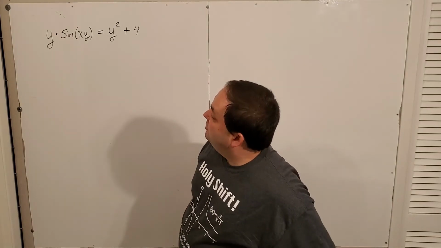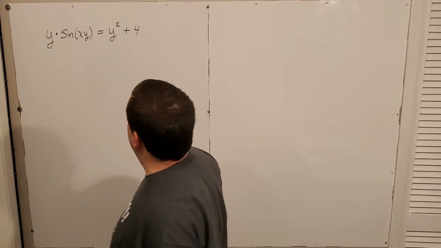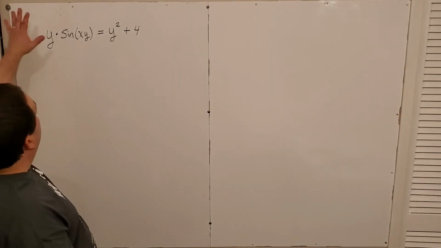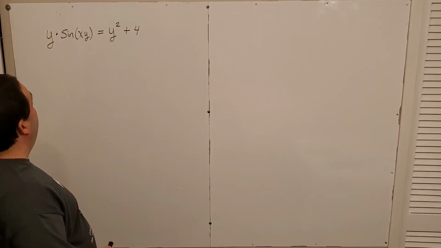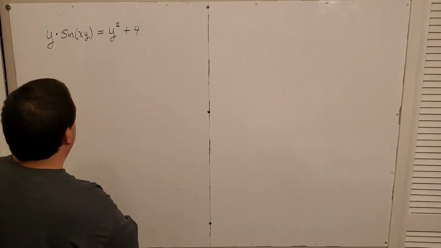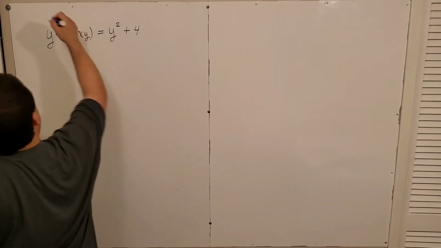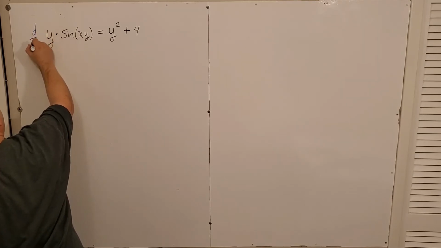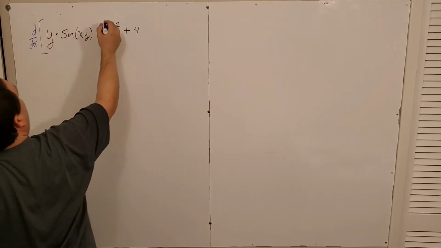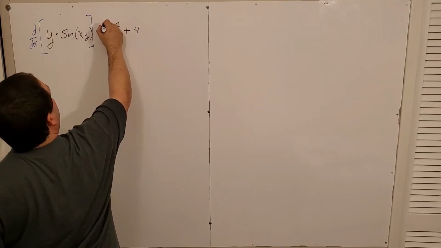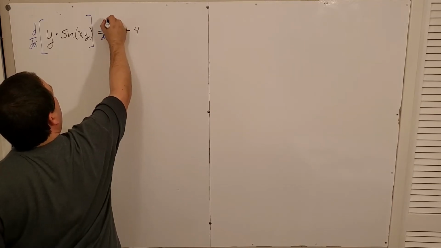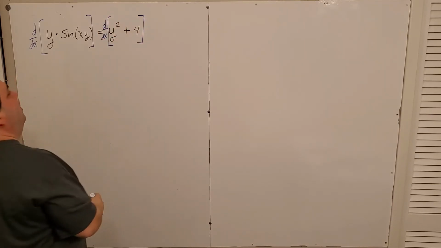Okay? So here we go. Let's do this implicit derivative here. I am going to employ a d over dx to everything. I'm going to do a derivative of both sides, like so.